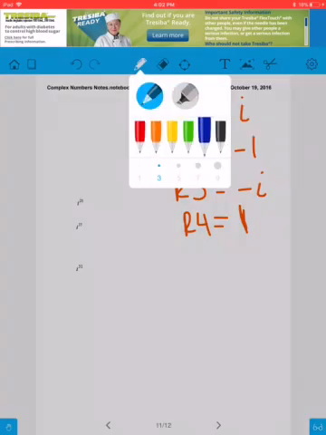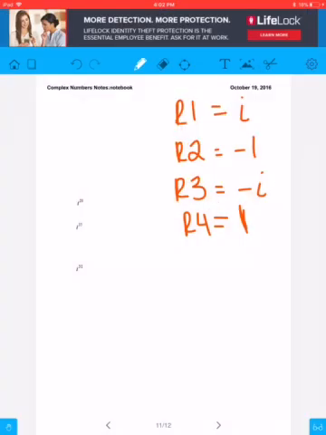So i to the 20th, I divide 20 by 4. 4 goes into 20 5 times. 4 times 5 is 20. Subtract. We have no remainder, which means i to the 20th equals positive 1.